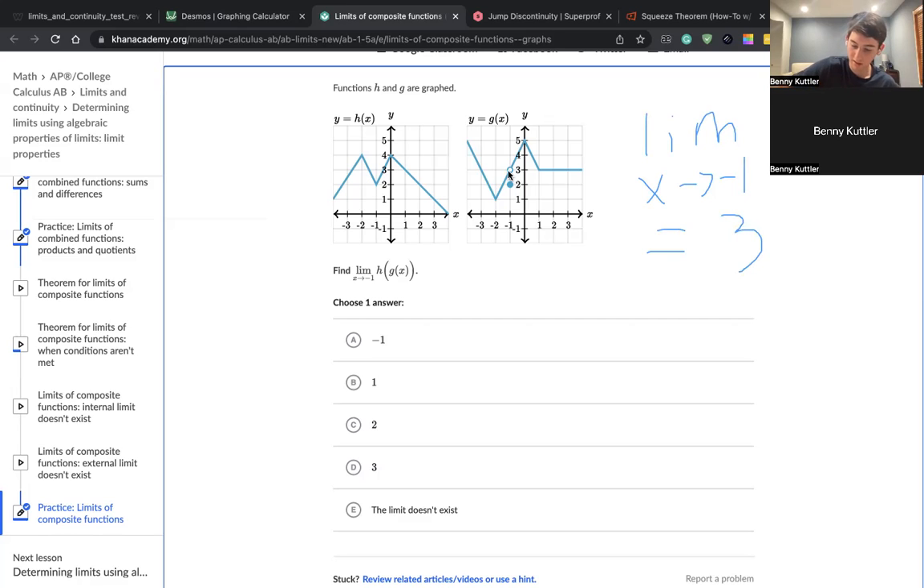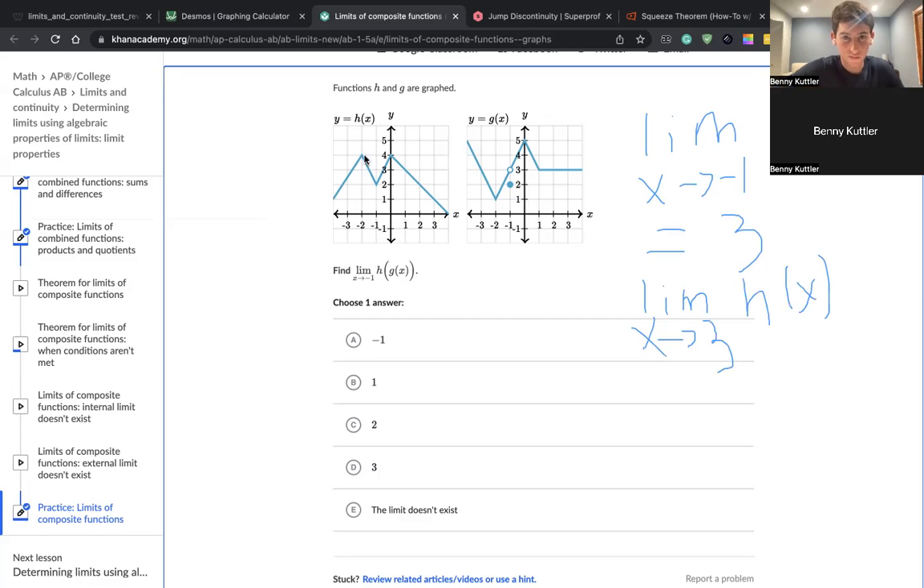So now we have, now we want to do h of this value, which is 3. So now the limit as x approaches 3, because now we have 3 instead of -1, of h of x.